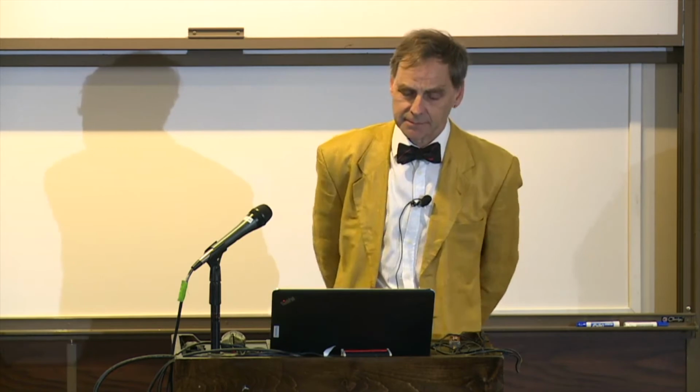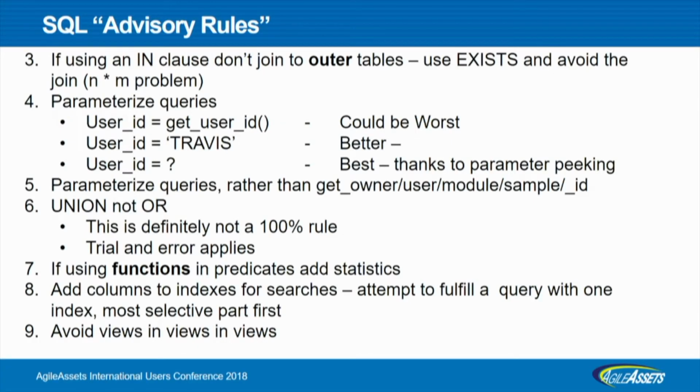Okay, so these are advisory rules. None of these work 100% of the time. For those of you that write SQL, these are interesting. The first one can have disastrous effects. If you have a 100,000 row table that's joining to a 50,000 row table, if you get the n by m, that comes out at 5 billion rows. That's a lot of data to keep reading backwards and forwards.